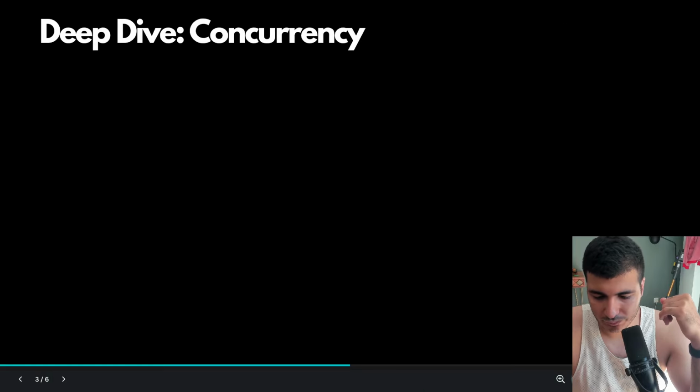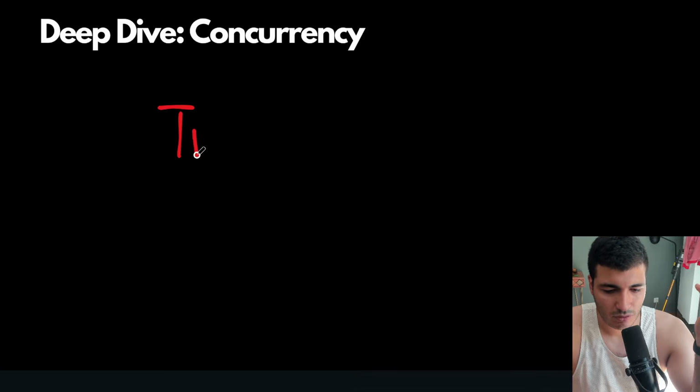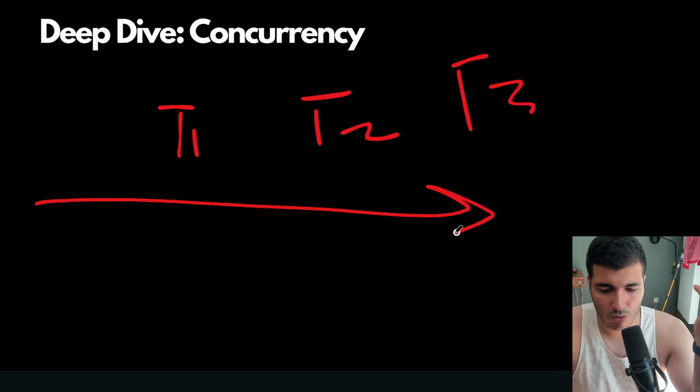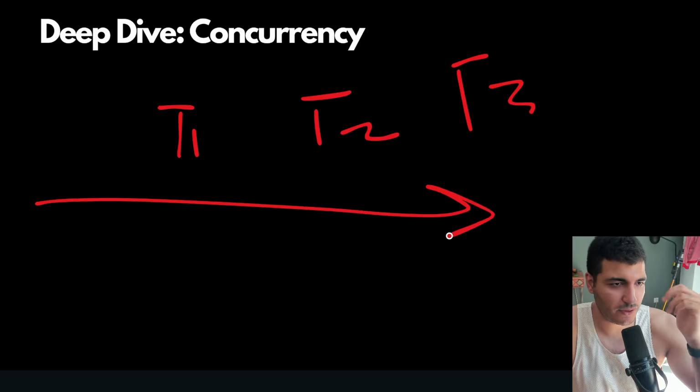So it's pretty easy. Let's say that we have task 1, task 2, and task 3, and with concurrency, we will do them one by one, and that's it. It's pretty easy to understand.